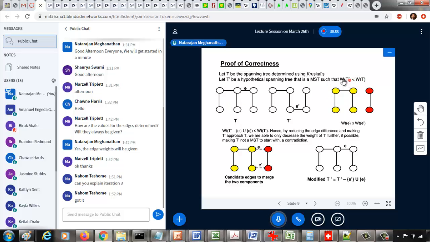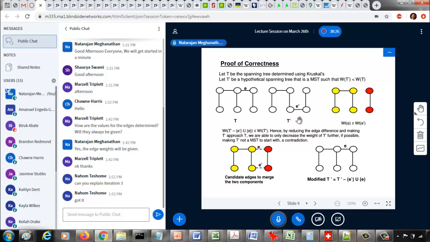Now since they have two different weights, that means T and T prime are not the same spanning tree. There should be at least one edge difference between them. Like here, an edge E that is in T and not in T prime, and vice versa, E prime that is in T prime and not in T. So we are going to go through a process of reducing the edge difference. Here the two trees have an edge difference of 1, so we are going to make them have an edge difference of 0.